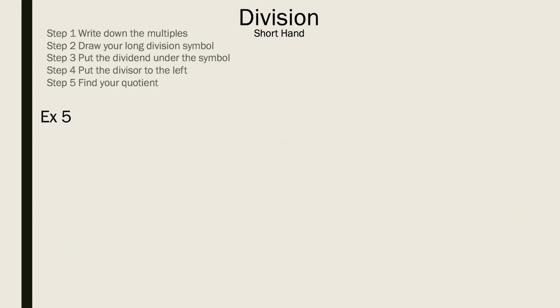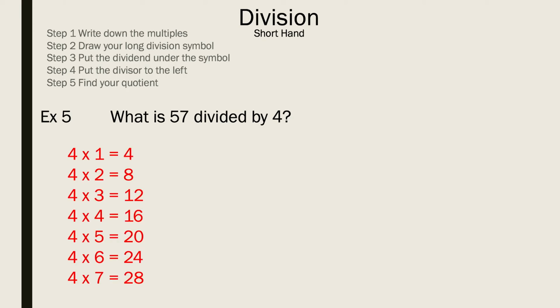Now let's take a look at the last example. What is 57 divided by 4? Write down the multiples. Steps 2 and 3 and 4 right now. And then step 5, find your quotient. So once again, we're going to take a look at the first number, 5, and we're going to see how many multiples of 4 go into 5. And now we know it has to be 1.